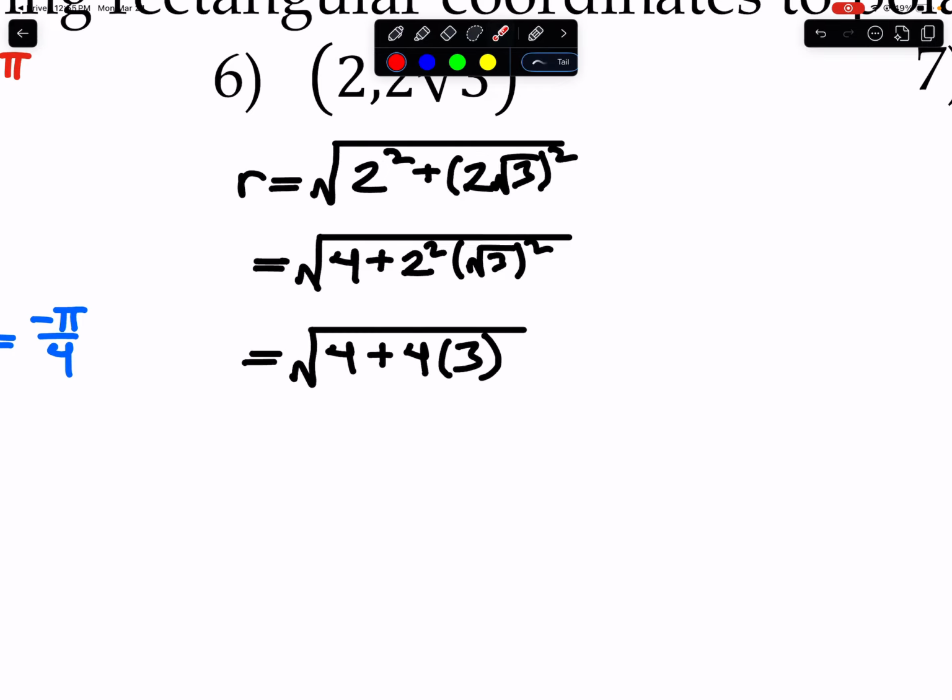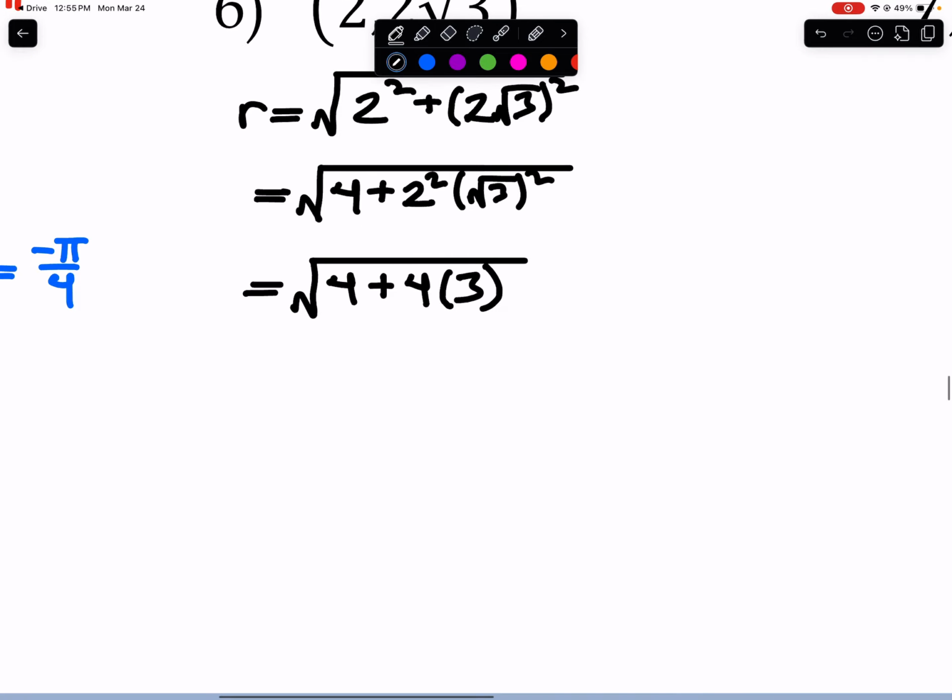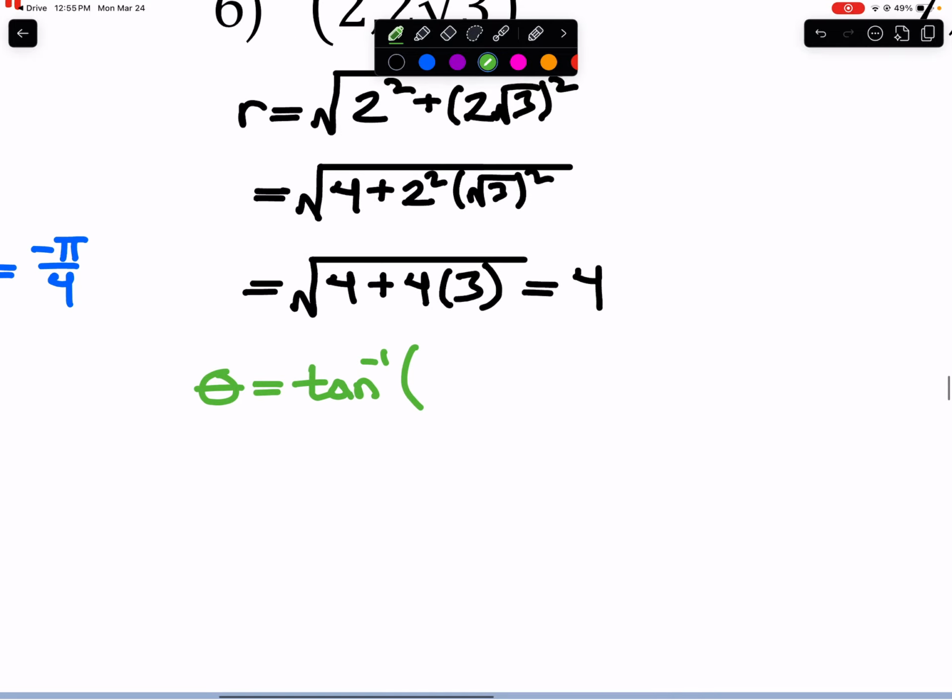So over here, you can actually square the 2, and then the radical with the 3, and when you square it, it's just going to simplify. So it's just going to go away. So I have 4 plus 4 times 3, so that's 4 plus 12, which is 16, square root of 16, which is just going to be 4. So now I need to find my angle. So my theta value, I'm looking at inverse tangent of 2 root 3 over 2.